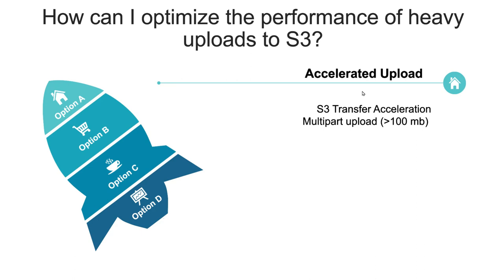Or there is a feature called S3 transfer acceleration. This is typically used for content distribution networks. When you have data coming in from different geographical locations, at that time S3 transfer acceleration should be used in conjunction with CDN.